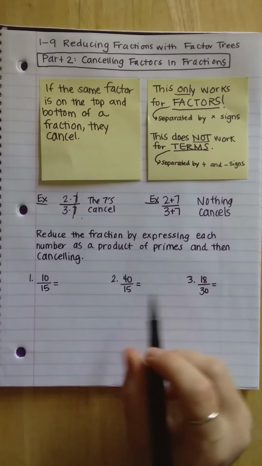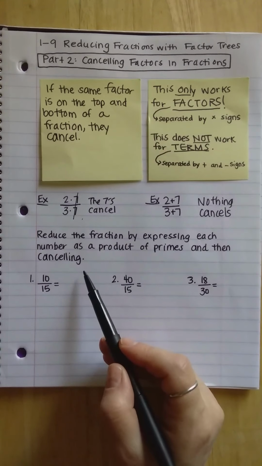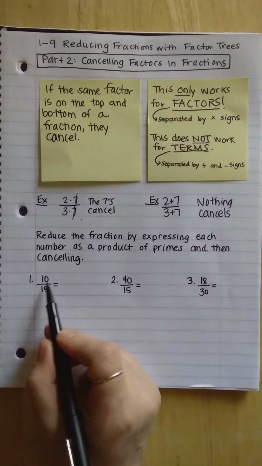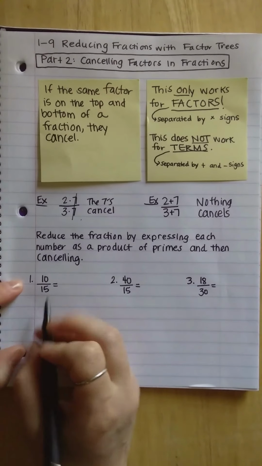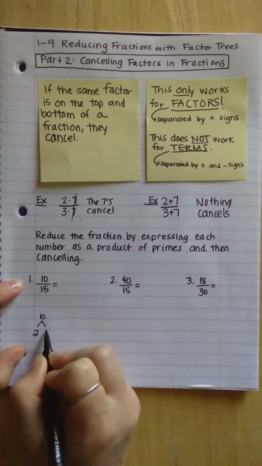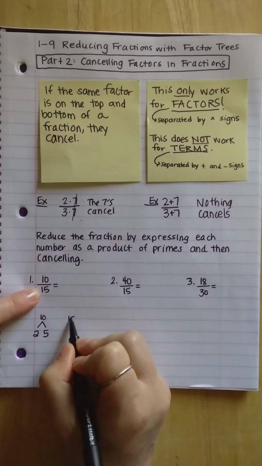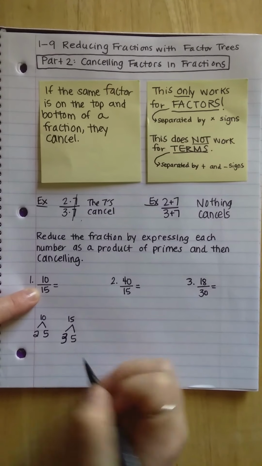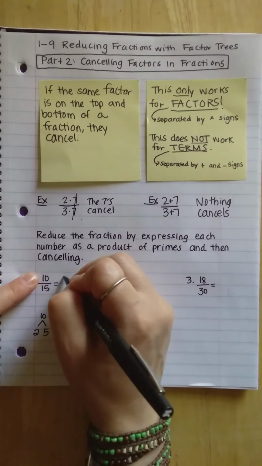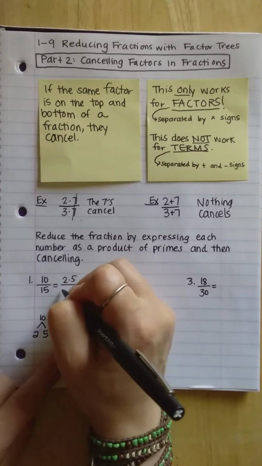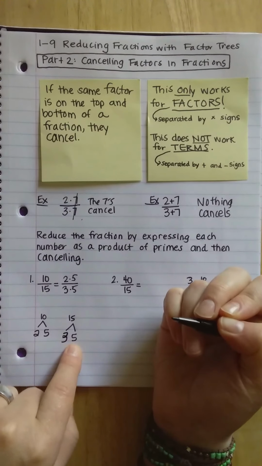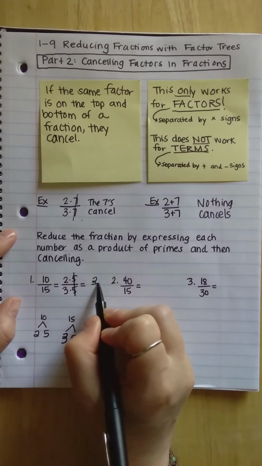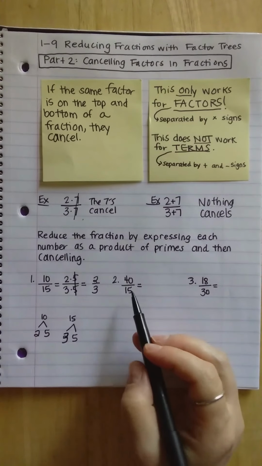So let's look at these examples, and here's our instructions. Reduce the fraction by expressing each number as a product of primes and then canceling. So let's go through and do factor trees for 10 and 15. So 10 is going to be 2 and 5. 15 is going to be 3 and 5. So 10 on top is going to be 2 times 5 over 3 times 5, and then the 5s cancel. And what are we left with? 2 on top and 3 on bottom. So 2/3. Okay, that's it for number 1.